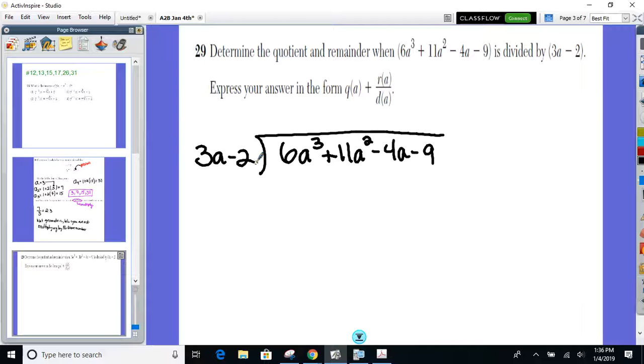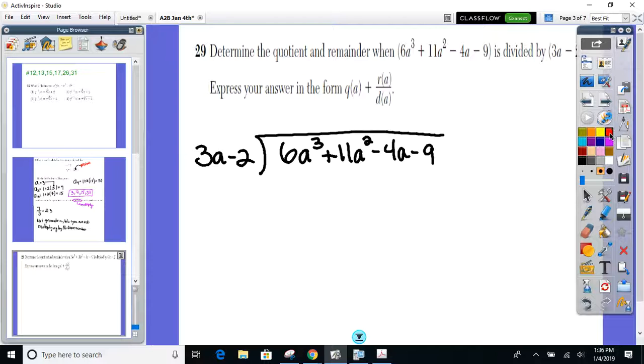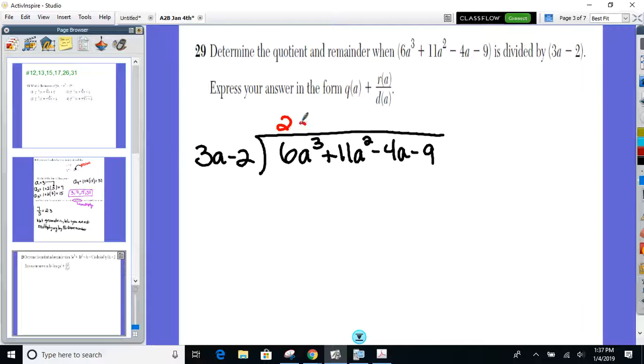Correct, minus 0. Correct. Even the number's got to be there too. Yep, good question. All right, let's divide 3a into 6a to the third. What do I have to multiply 3a by to get 6? Well, let's start with the 6. So I got to multiply by 2, a to a to the third. A squared.